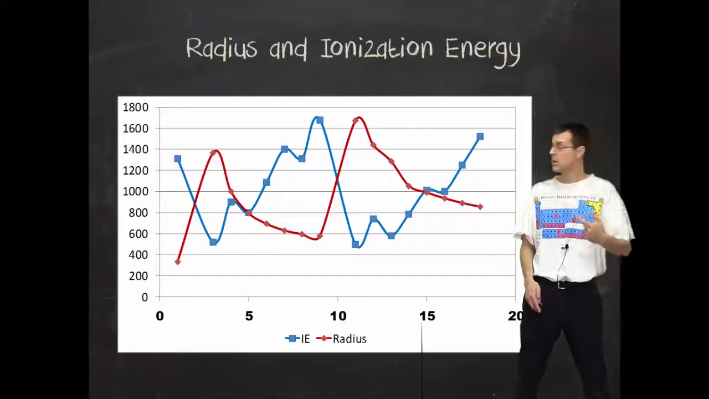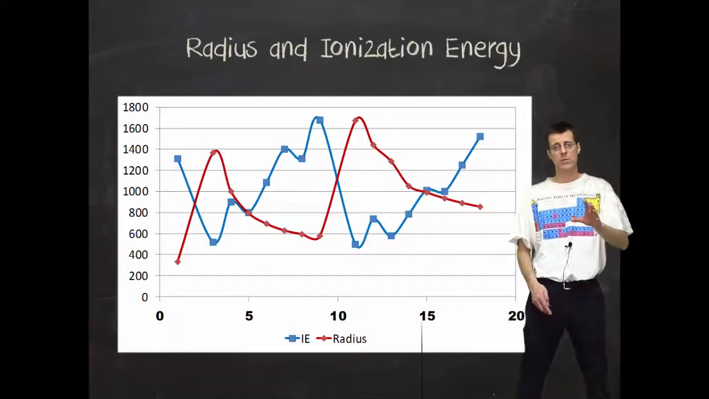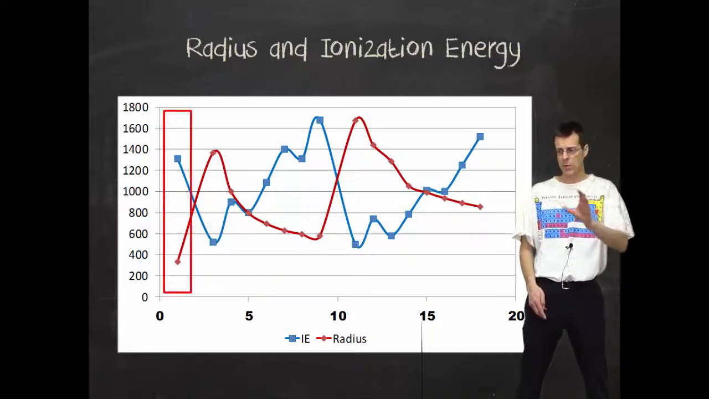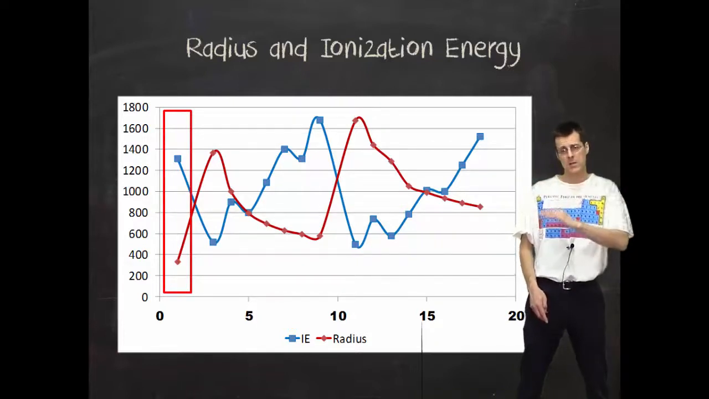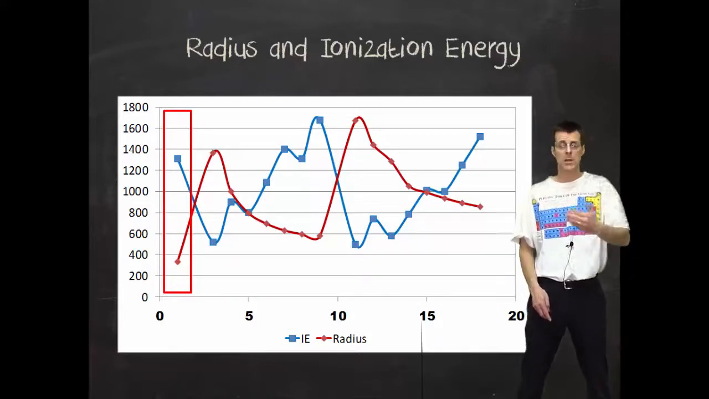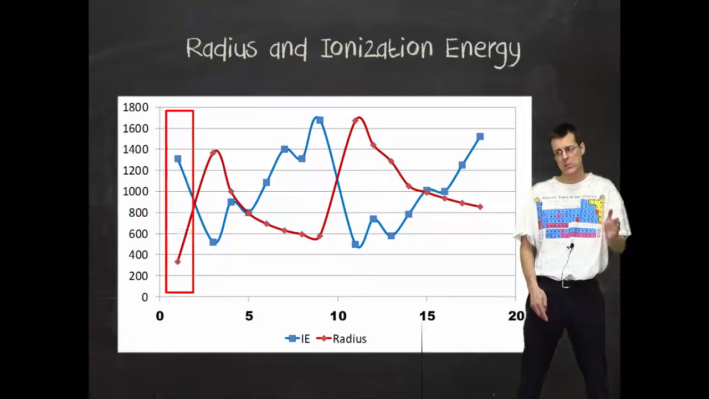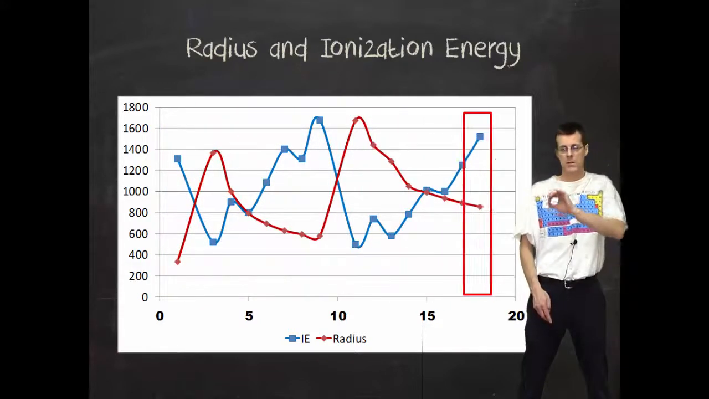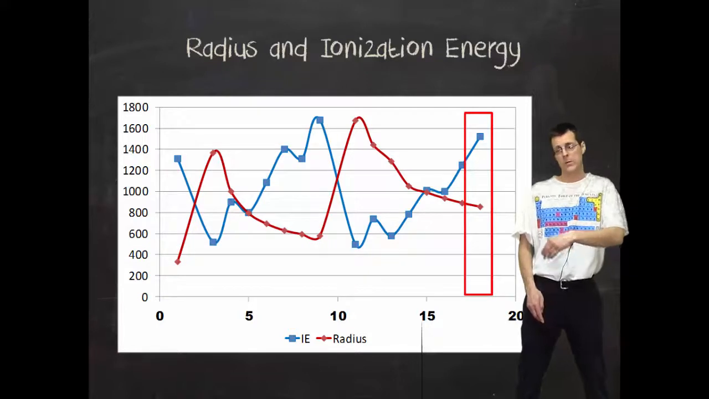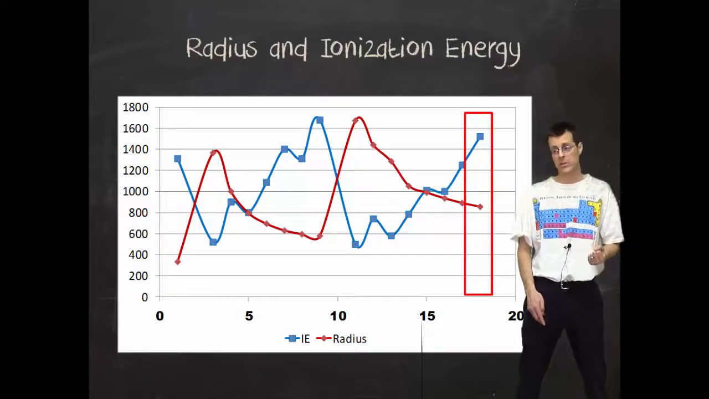Now, this graph is actually even a little bit worse than the previous one, but this compares radius with ionization energy. What I want you to notice is that a bigger radius has a lower ionization energy. The ionization energy is the blue line and the radius is the red. As you move across the table, every time the radius gets bigger, the ionization energy gets smaller. Every time the radius gets smaller, ionization energy gets larger.